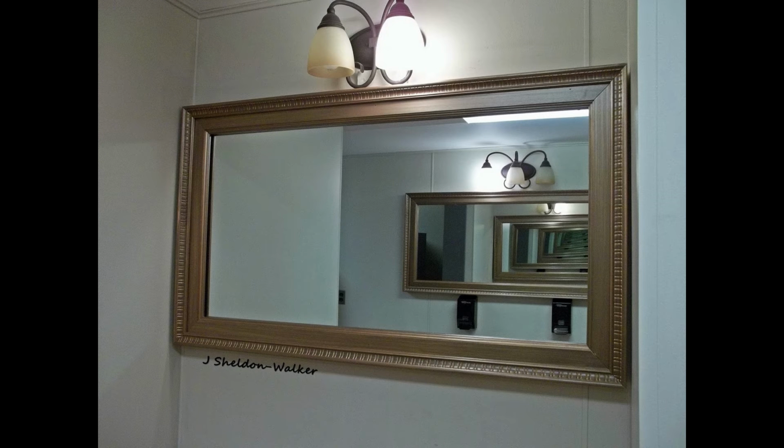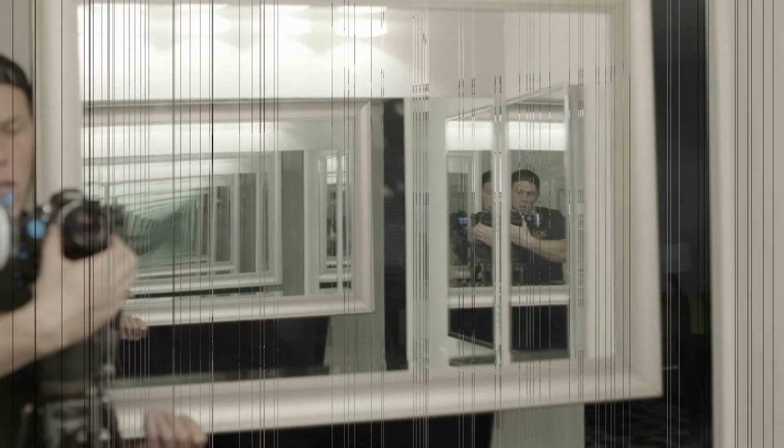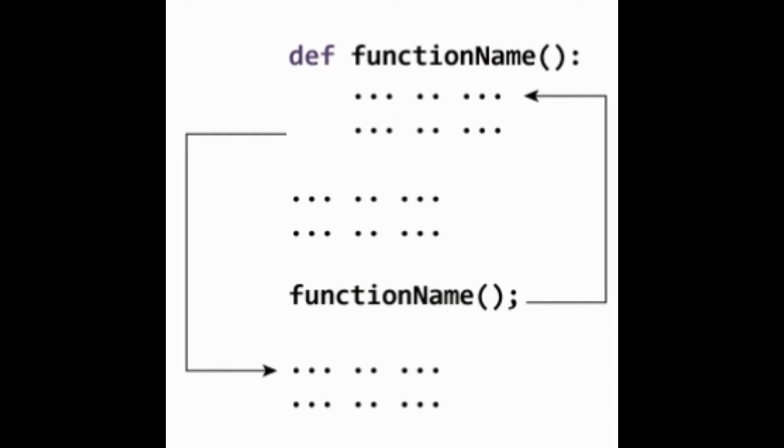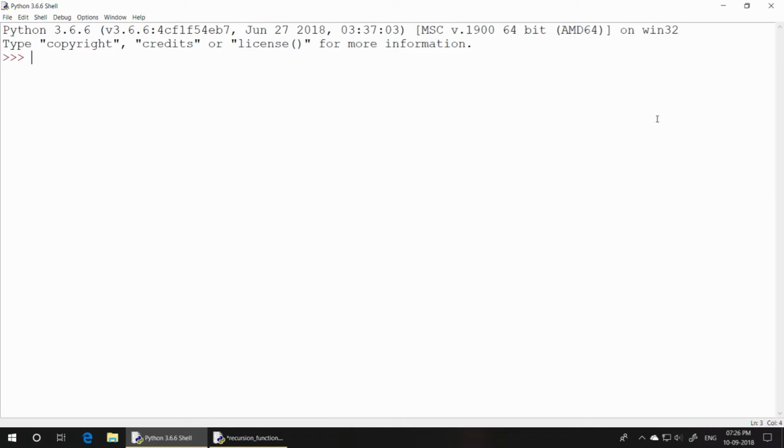A physical world example for a recursion function would be to place two parallel mirrors facing each other. Any object in between them would be reflected recursively. So basically, a recursion function is a function that calls itself inside itself, which is like looping, but it's not looping. Okay, let's move to the coding of recursion function.